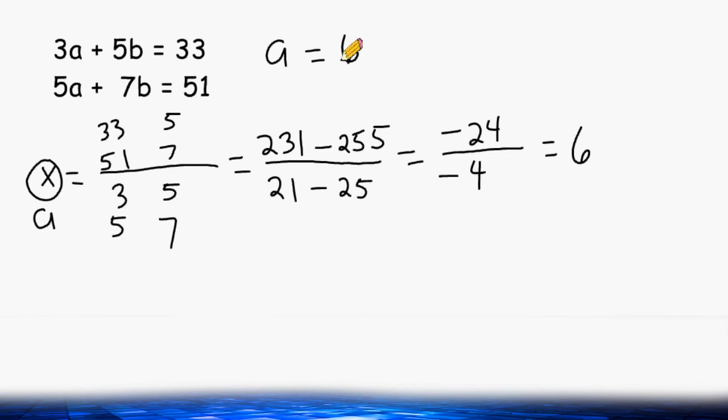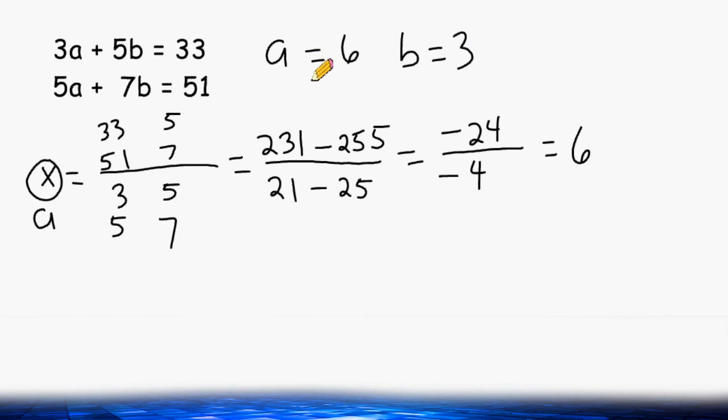So now what we can do is substitute this 6 in for this a and solve for b. Well, in this case, we can just do a little bit of mental math. If we substitute 6 in for this a, 3 times 6 is 18. And we know that 18 plus 15 more would be 33. So to make 15 using this 5 here, we would have to multiply it by 3. So b must be equal to 3.